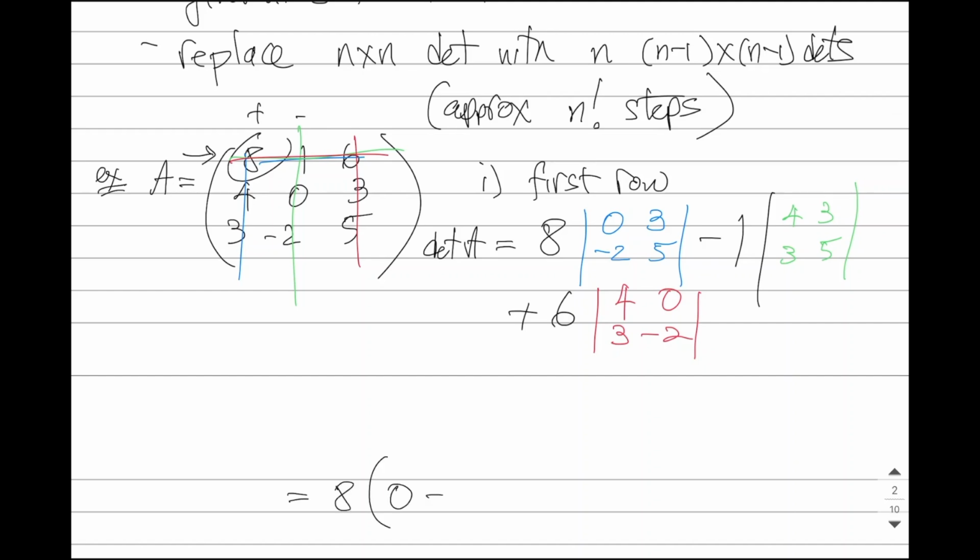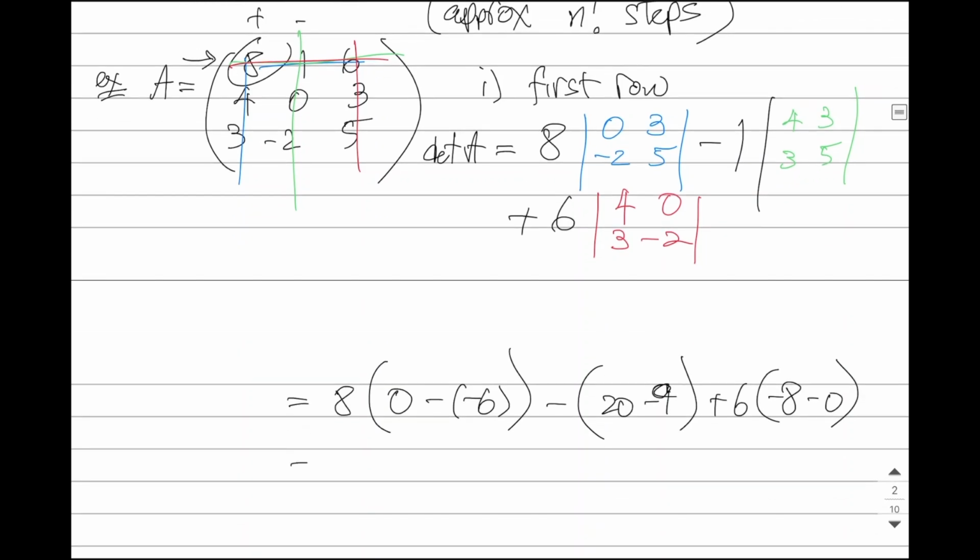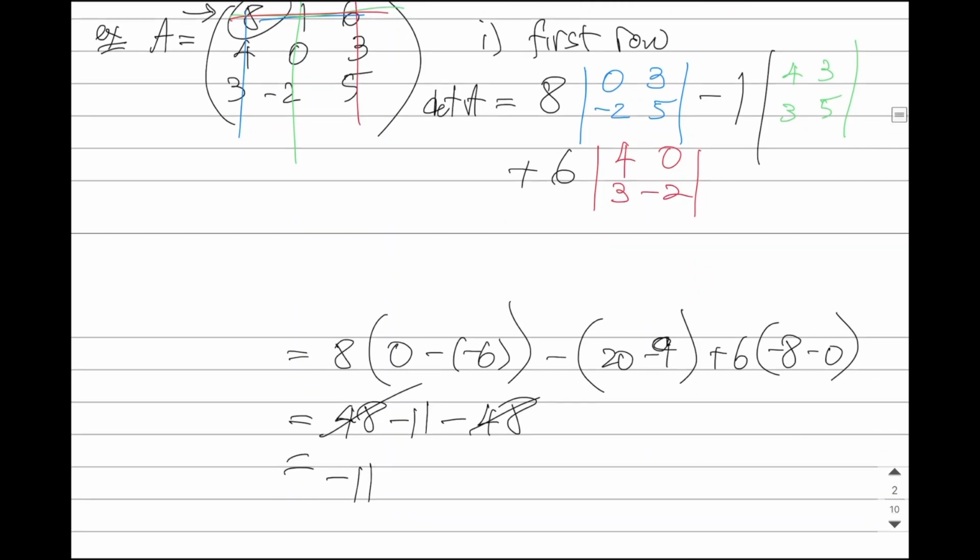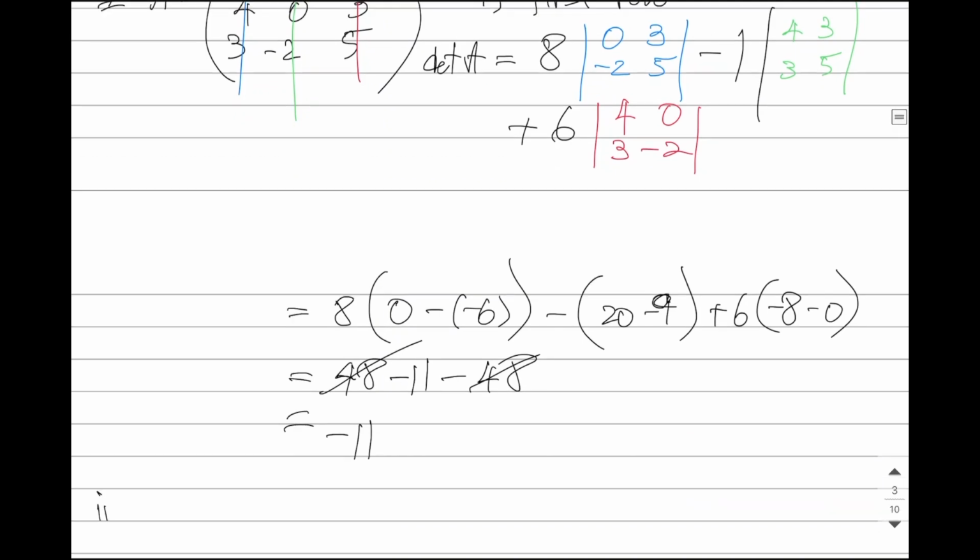8 times 0 minus -6. You have to be really careful here with the signs. Subtract 20 minus 9 plus 6 into -8, subtract 0. 48 minus 11, subtract 48. A -11.